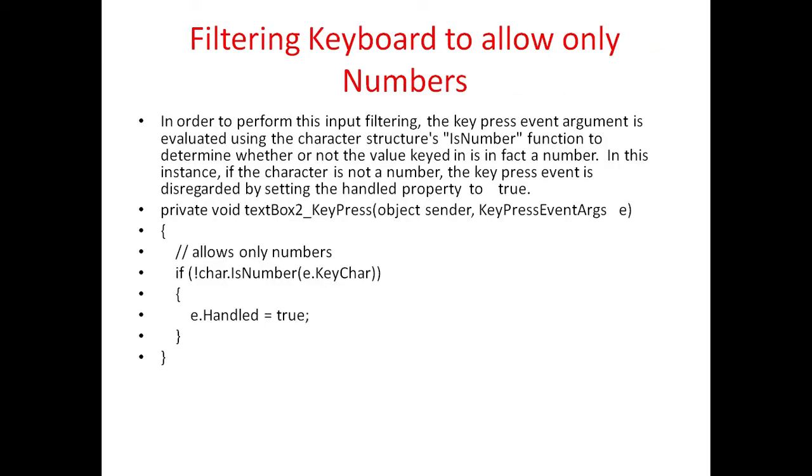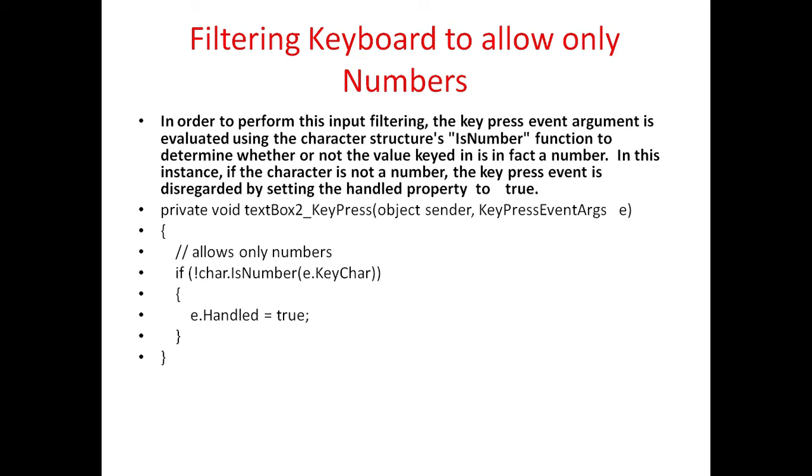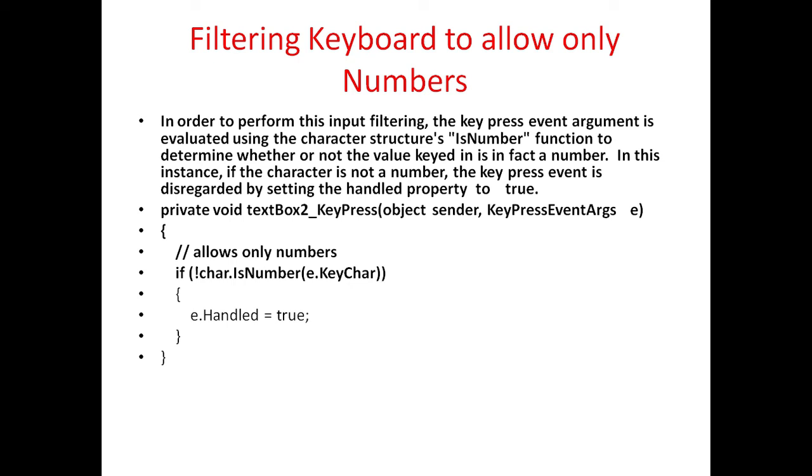Next, we will see filtering keyboard to allow only numbers. In order to perform this input filtering, the key press event argument is evaluated using the character structure isNumber function to determine whether or not the value entered is a number. In this instance, if the character is not a number, the key press event is disregarded by setting the handled property to true. This is the key press event for filtering only numbers. Here it will check the char.isNumber function. If it is false, it will set the handled event to true.